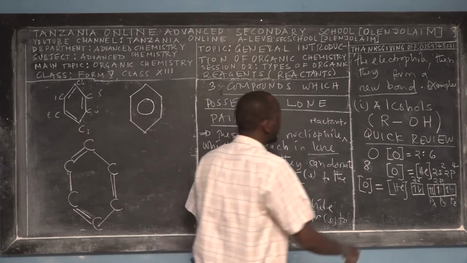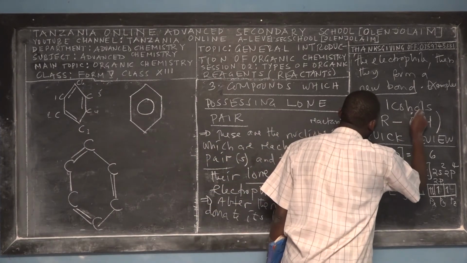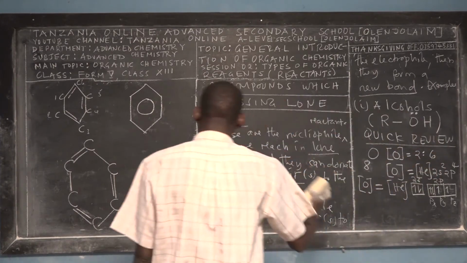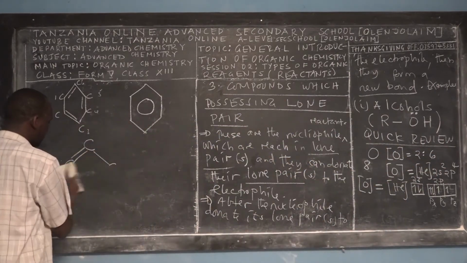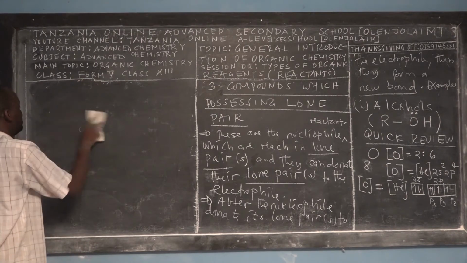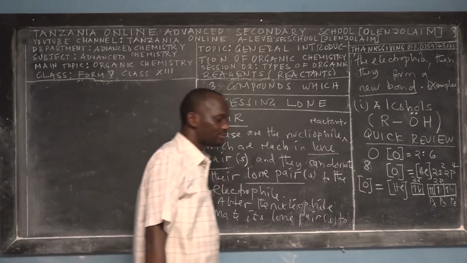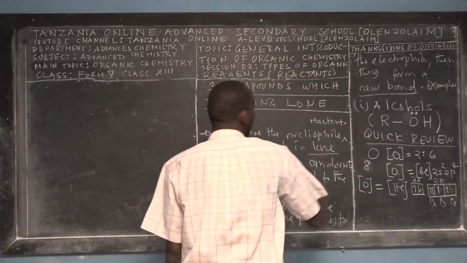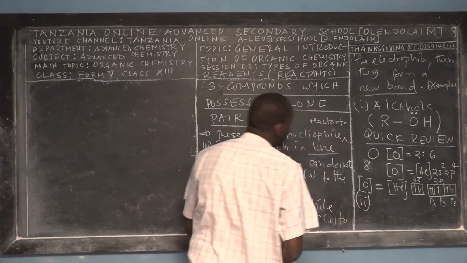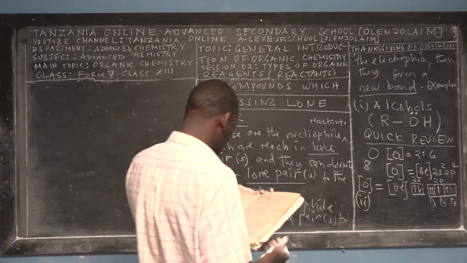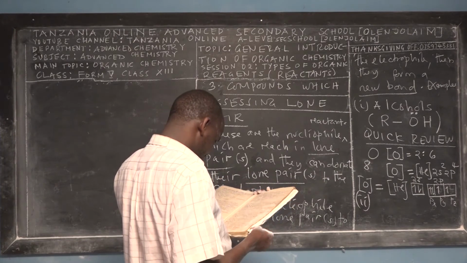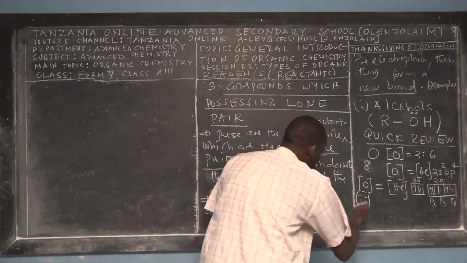So that's why you can write alcohol and indicate the lone pair. If I were you, I would say thank you, because I did the work that you should do in general chemistry. So that's why we say these are nucleophiles possessing lone pairs. And then we have another example: amines.